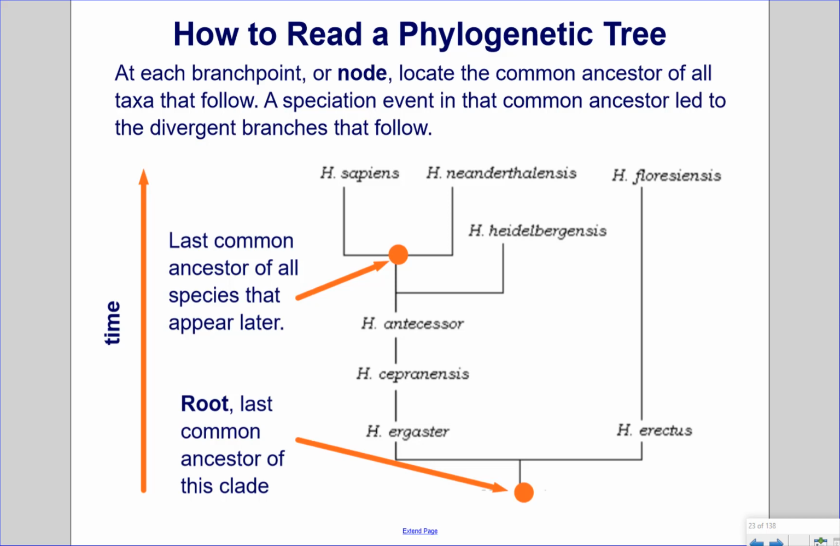For example, the last common ancestor of Homo sapiens, or modern humans, and H. neanderthalensis, the Neanderthals, is right here. Before that node, Homo sapiens and Homo neanderthalensis were the same species. After that, they branched off and were no longer the same species.